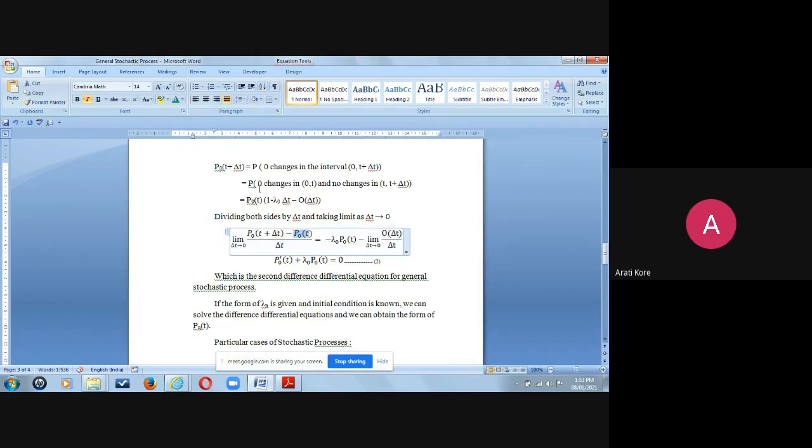So P0(t plus delta t) minus P0t upon delta t, take the limit as delta t tends to 0, is equal to, the first term here will be lambda 0 into P0t into delta t, right? So delta t will get cancelled and what will remain is only minus lambda 0 P0t minus limit delta t tends to 0 of o(delta t) upon delta t. Okay, again, this term will be P0 dash t plus this second term as it is, lambda 0 P0t, is equal to this will be 0, right? Limit delta t tends to 0 of o(delta t) upon delta t. Call it equation number 2.